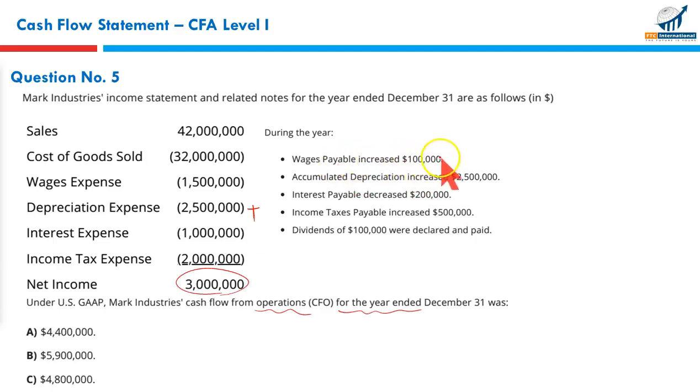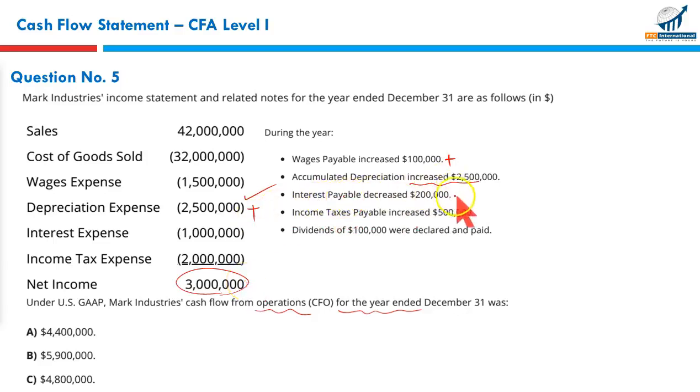Wages payable increased. When a liability increased, you have withheld cash. That's an inflow. If the liabilities go up over the period, effectively it's a cash inflow. Wages payable increased, you didn't pay. When you don't pay, it's a cash inflow. Accumulated depreciation increased by 2.5 million and the same amount is being reflected here as depreciation expense. So increase in accumulated depreciation is the total depreciation expense for the period and it would be added because it's a non-cash expense. Correct? Already considered.